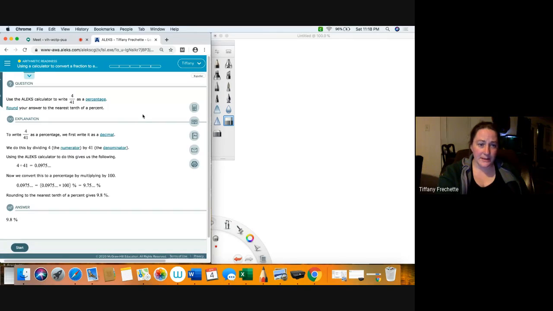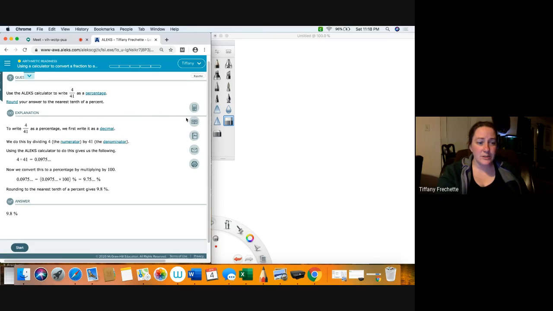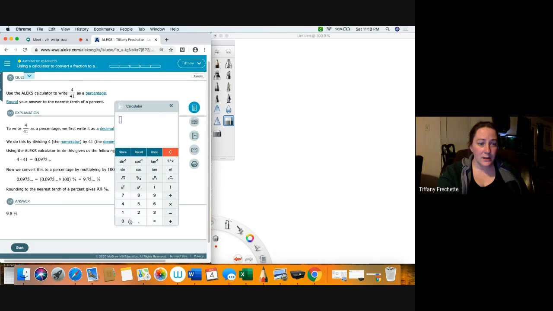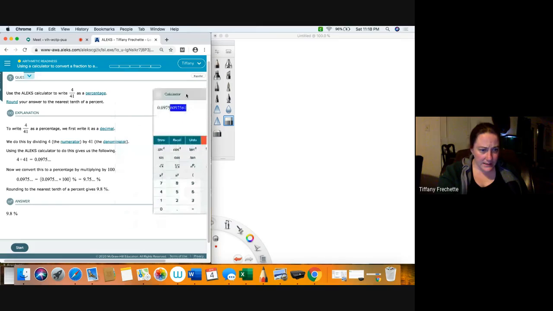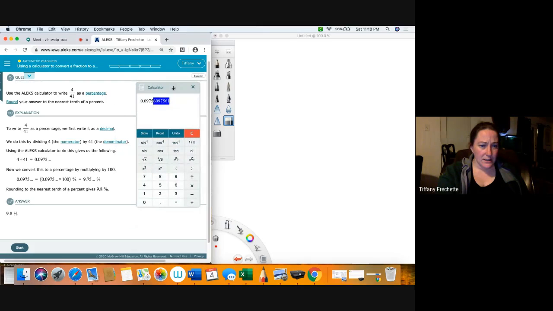So let's go out of that definition real quick. In order to do this, you literally just click the calculator. You go 4 divided by 41, and you get exactly the number that they got right here. They just rounded it off after the 5 there, so they rounded all of this portion off. And then it says now we convert this percent by multiplying by 100. And it wants it to the nearest tenth.